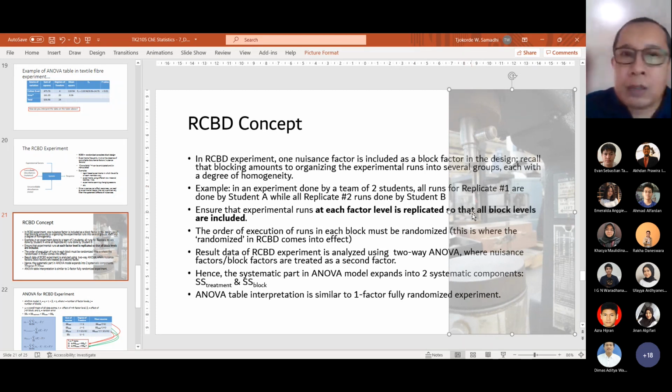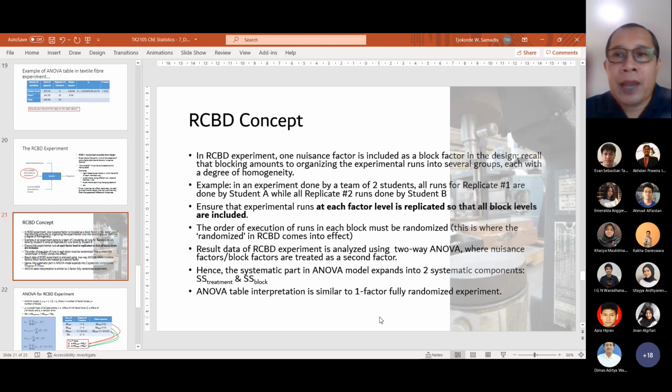So replicate number 1 are done by student A, while all replicate number 2 runs are done by student B. So that effectively divides your runs into 2 blocks, block A and block B. Ensure that experimental runs at each factor level are replicated so that all block levels are included. We will see later on in the next page.